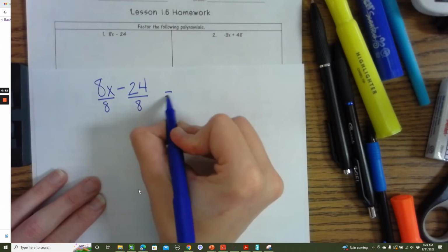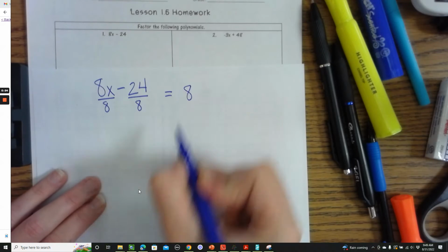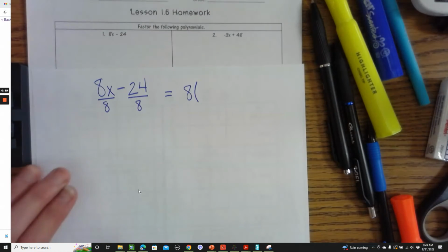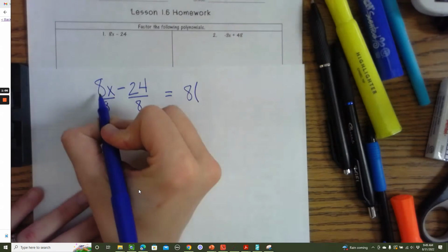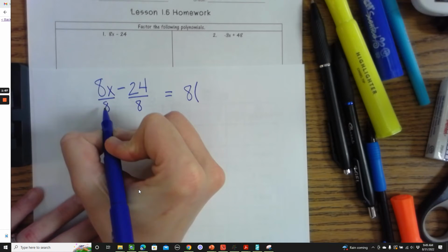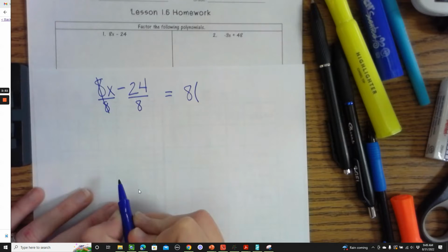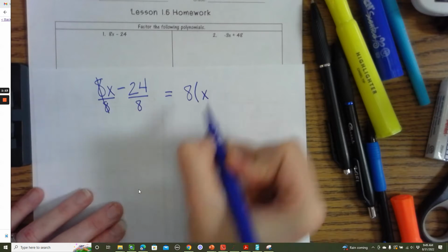I'm going to go ahead and write my answer here just so you can see it. So that means I'm going to put an 8, and then I'm going to open up parentheses. Again, this is reverse distributive property. So what happens when I do 8 divided by 8? It's 1, so it cancels, right? So I'm just left with an x.